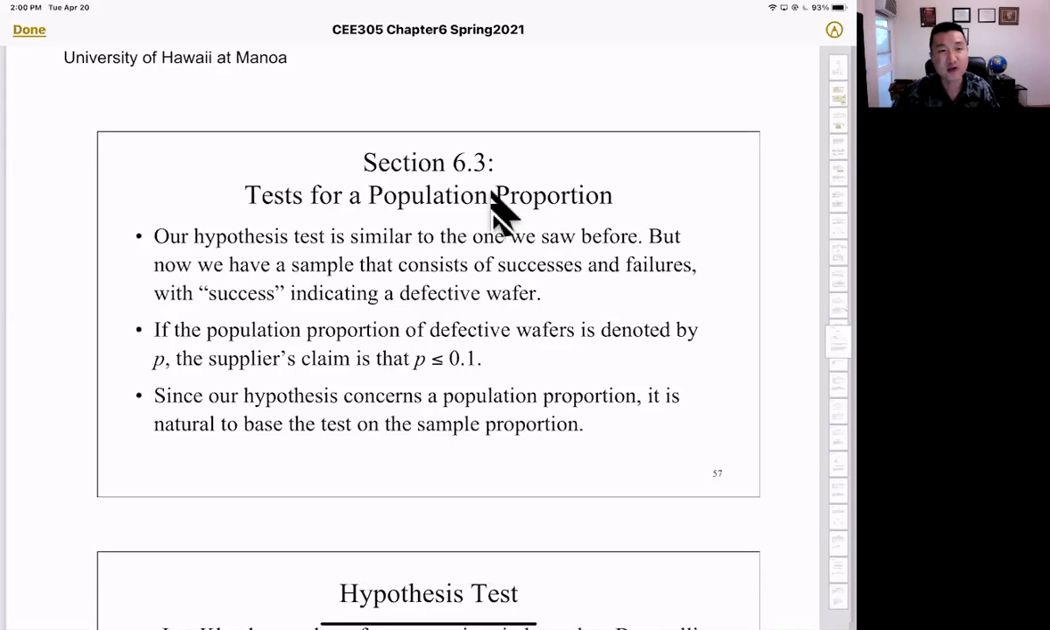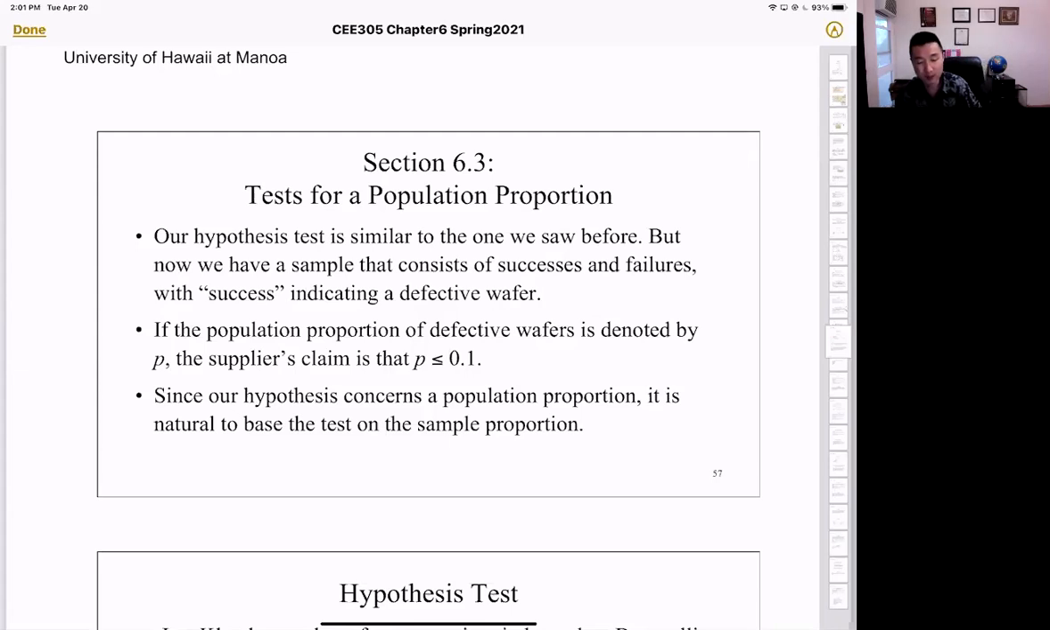You will see the procedure is very similar to the test for population mean, just using a different set of equations. So, test for population proportions. A population proportion is a population mean for populations of 0 and 1s. So basically for a Bernoulli population.